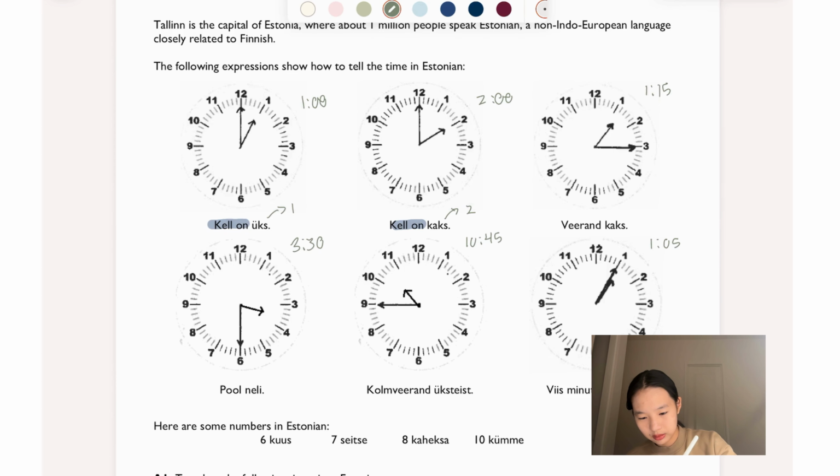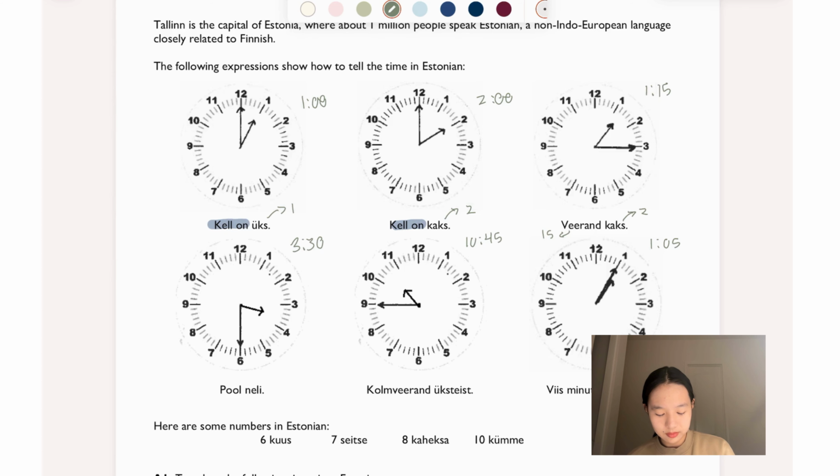And then in the third clock, we have cox here, so that's 2. But it's weird because this is 1:15, and so I guess that the virand is saying it's 15 minutes, but to the next hour, instead of how in English it's 15 minutes past 1, it's 15 minutes to the second hour, which is a bit weird, I guess.